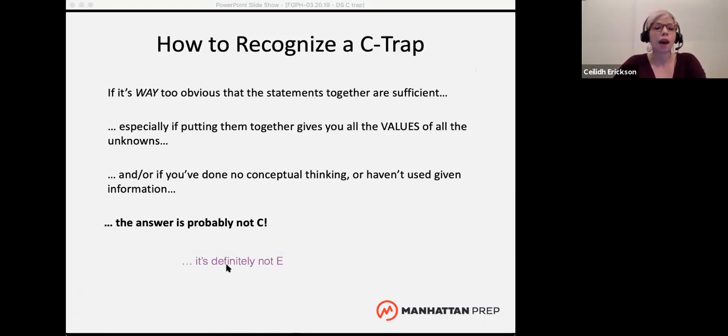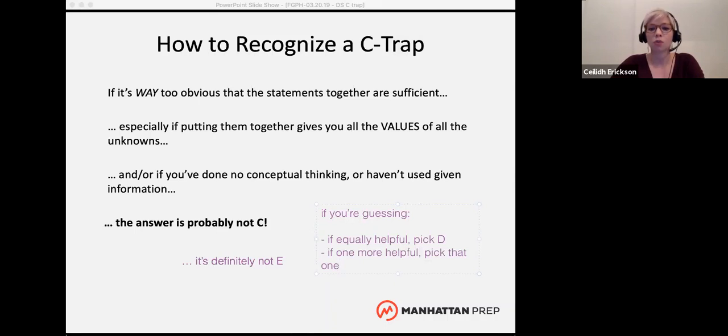And then here's how we'd look at the other answer choices if we weren't quite sure and had to guess. So if you're guessing, if you recognize that something is a C trap, here's how to think about it. If the statements seem equally helpful, pick D. If one of the statements seems more helpful than the other, pick that one.